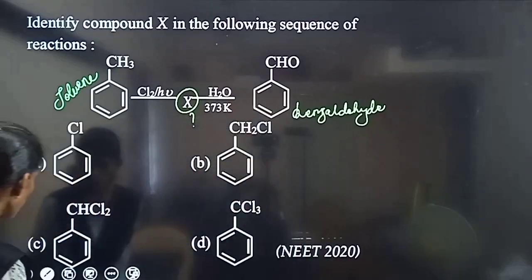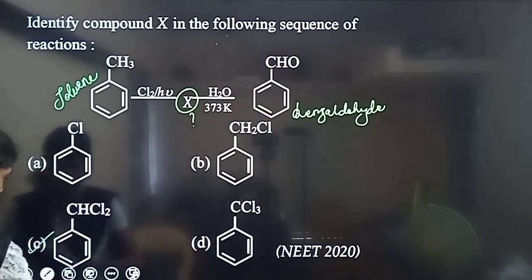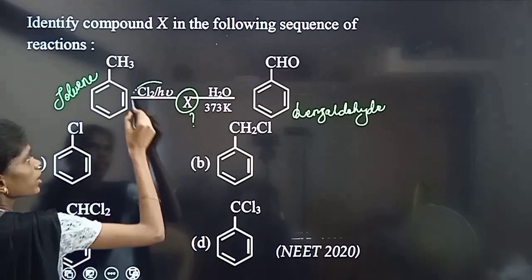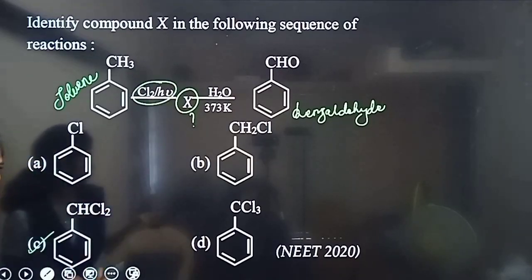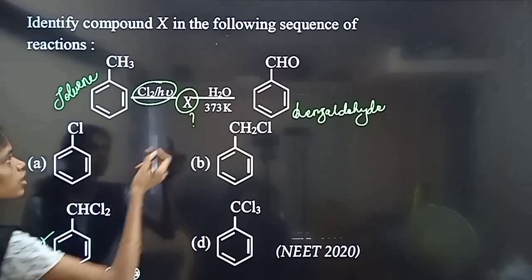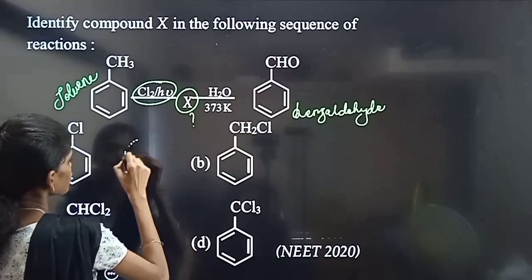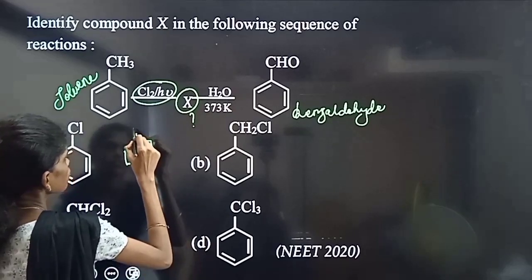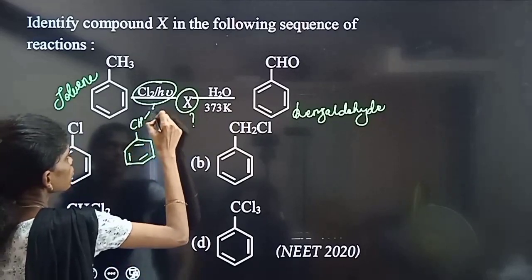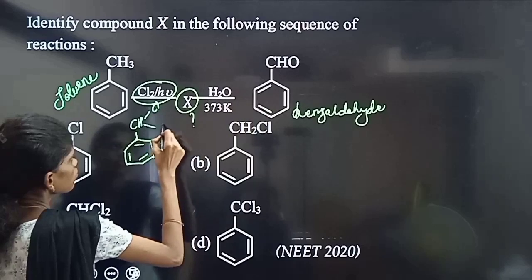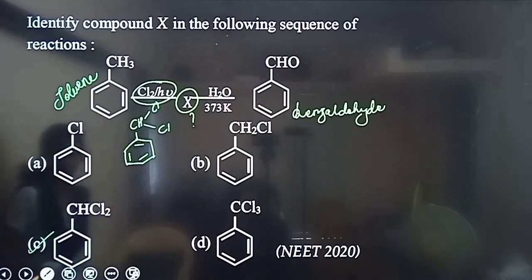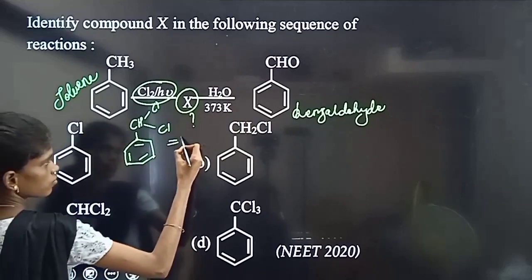Okay, so the answer is option C, because this is a Reimer-Tiemann reaction in which chlorine and HCl are used as the reagent. This will be formed. This is X.